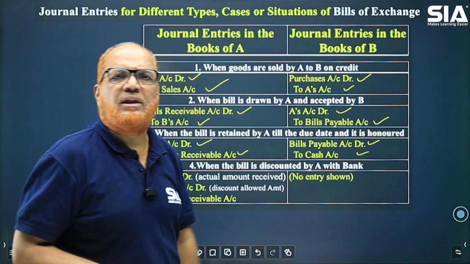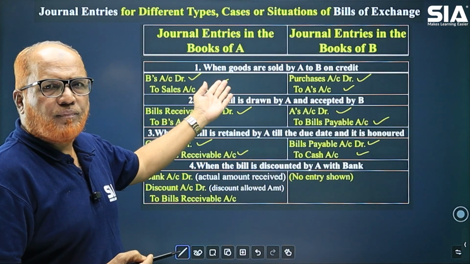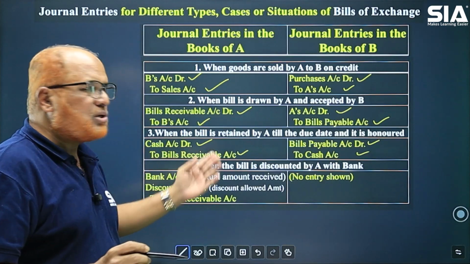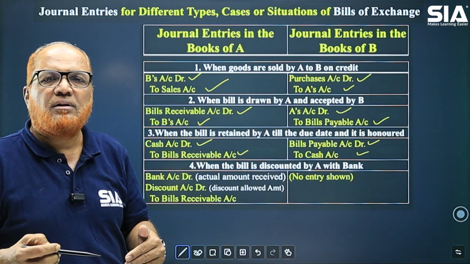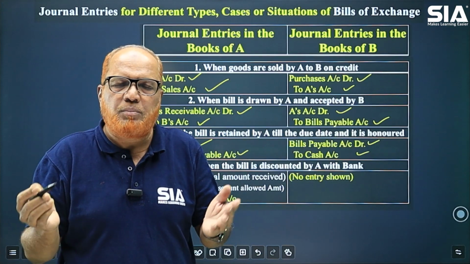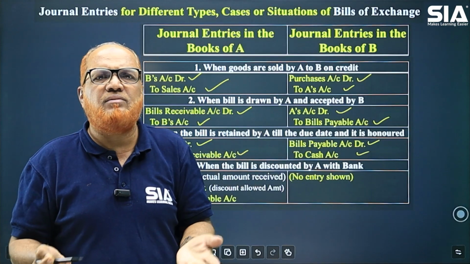I've taken the example of 10,000. So the same 10,000: goods sold, then bills receivable. The amount of the bill is 10,000 and 10,000 rupees is received. That means the contract is finished. That means the transaction between A and B is finished. A sold the goods to B and received the cash.